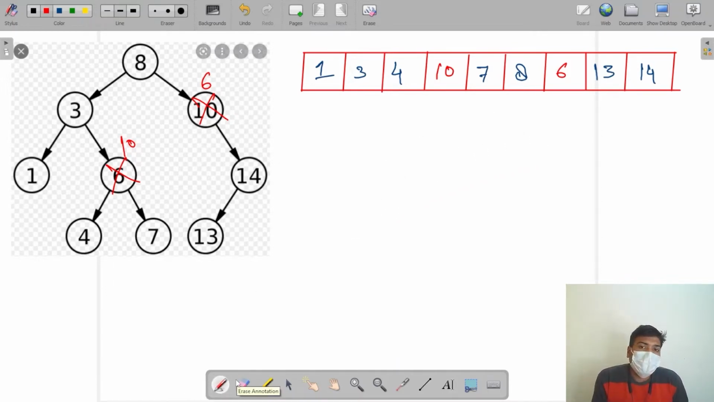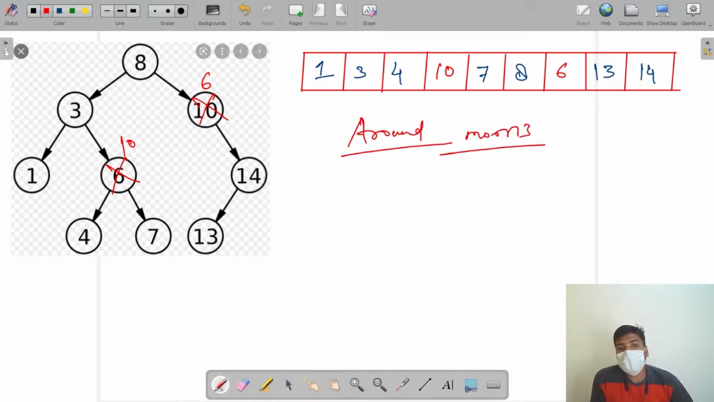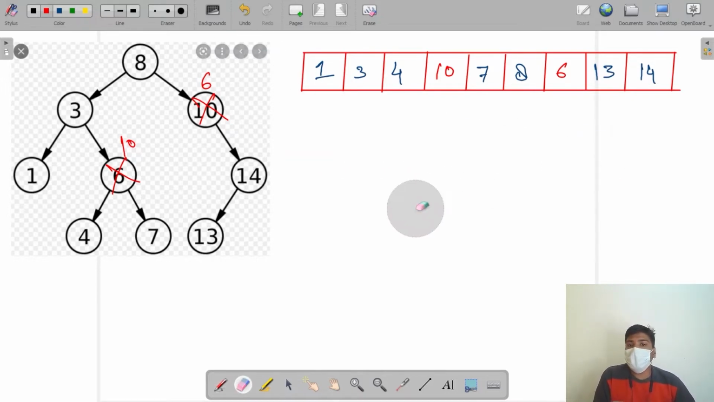If you are thinking the correct way, you might be thinking about the Morris traversal, because Morris traversal gives us the in order traversal in O(1) space complexity, right? So this is what you have to think. In this question, we are thinking around Morris traversal. So how can we solve it using Morris traversal? This was the hint. Okay, so now we will begin the question and we are going to solve it. So how can we solve this question?